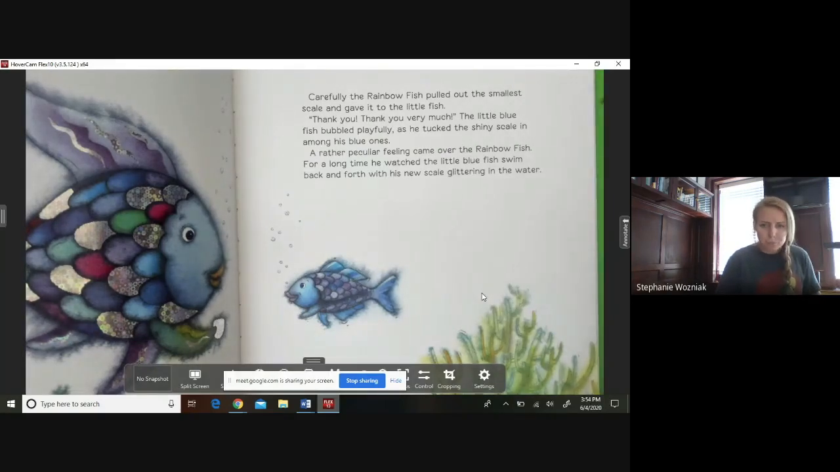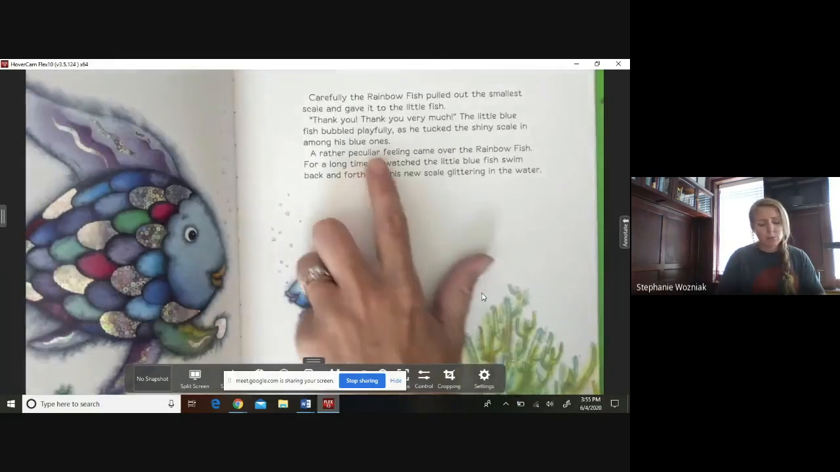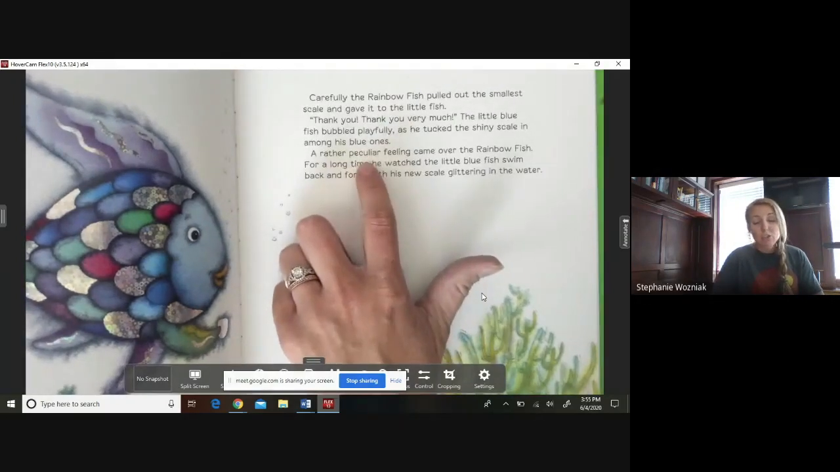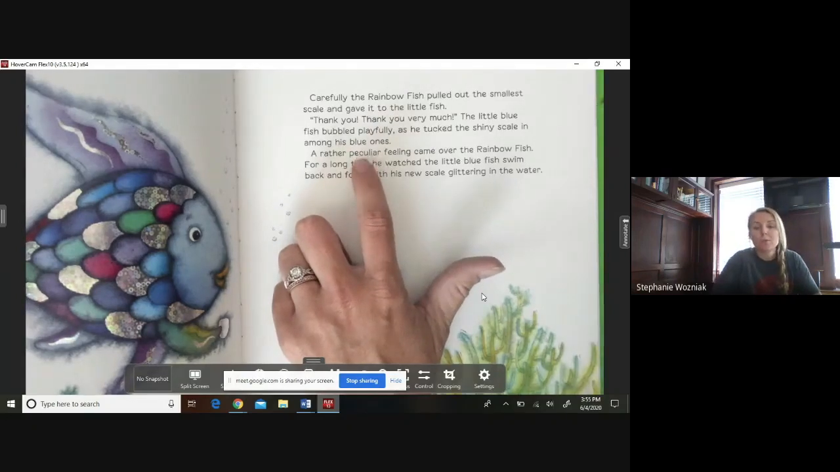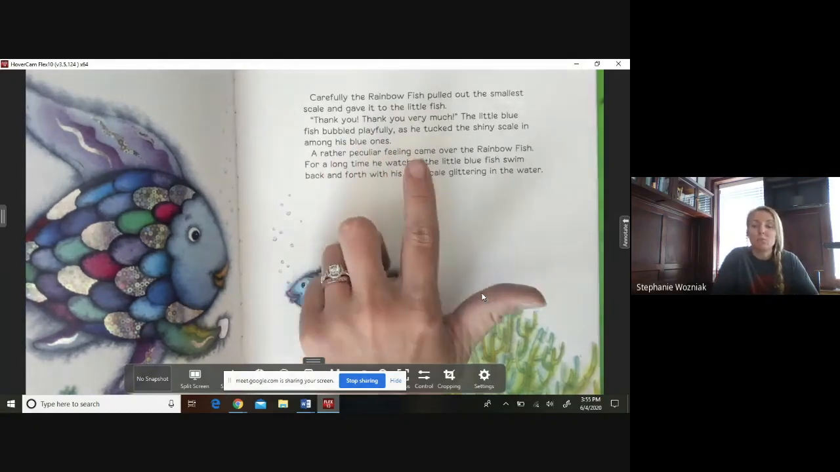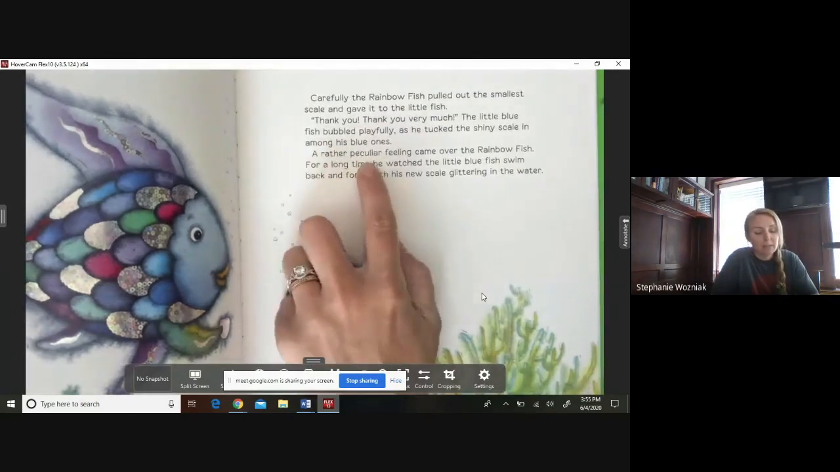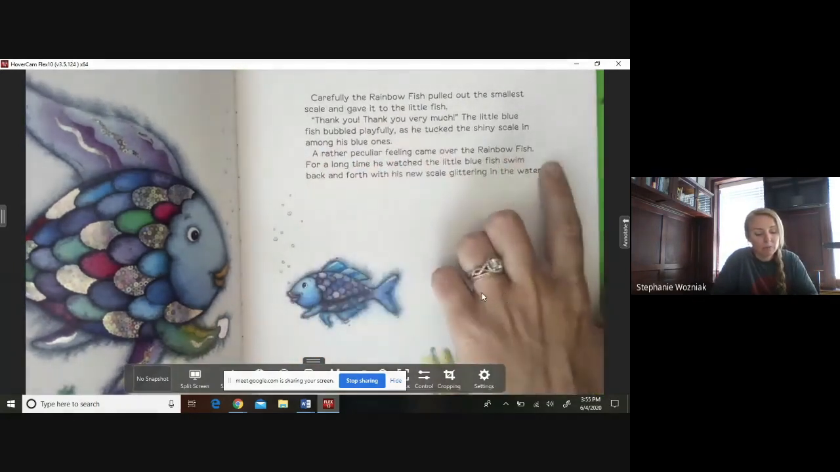the water. So when we have words that we're not familiar with, like here, maybe you don't know what peculiar is, you actually are making inferences to figure out these words. So I'm going to read this section again, and then I want you to pause it and think about the word peculiar.